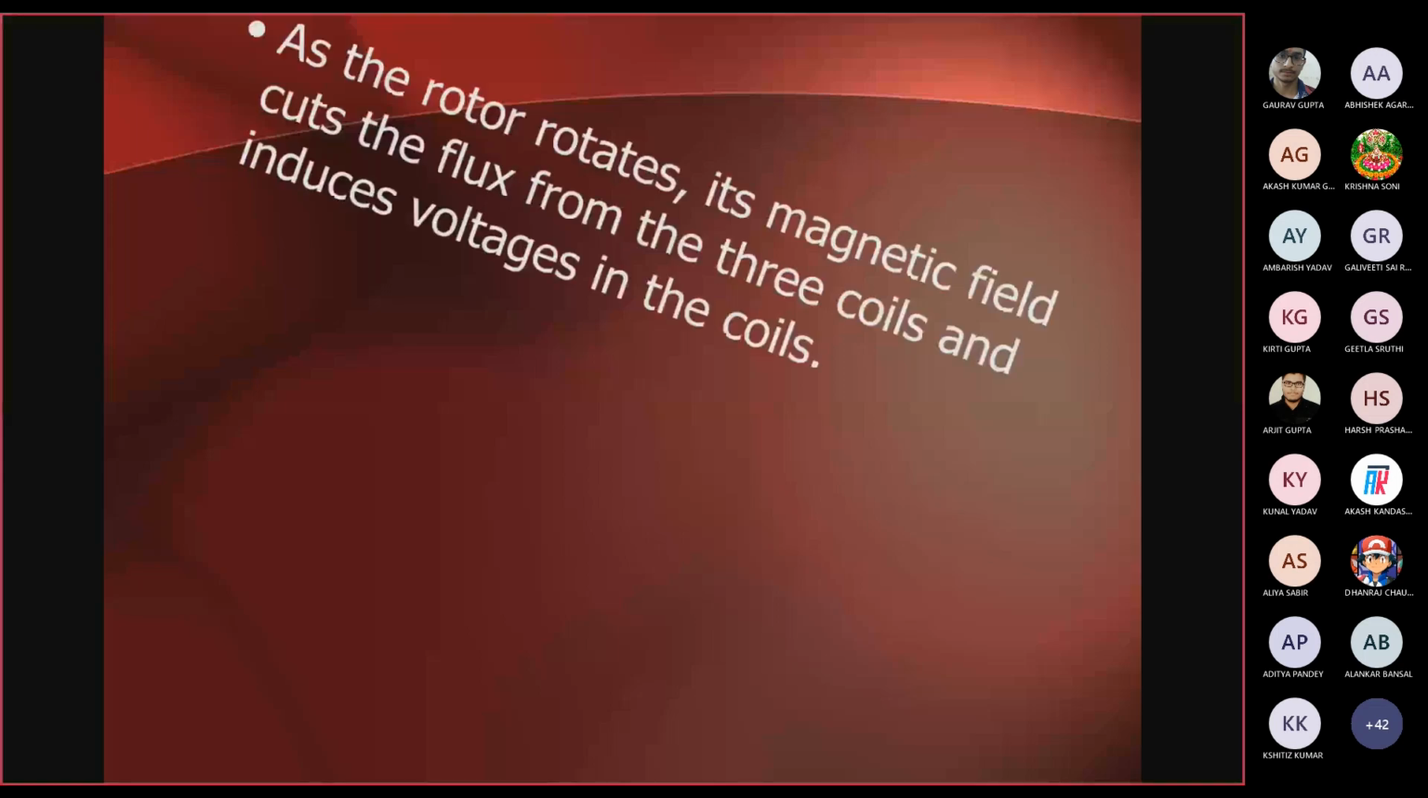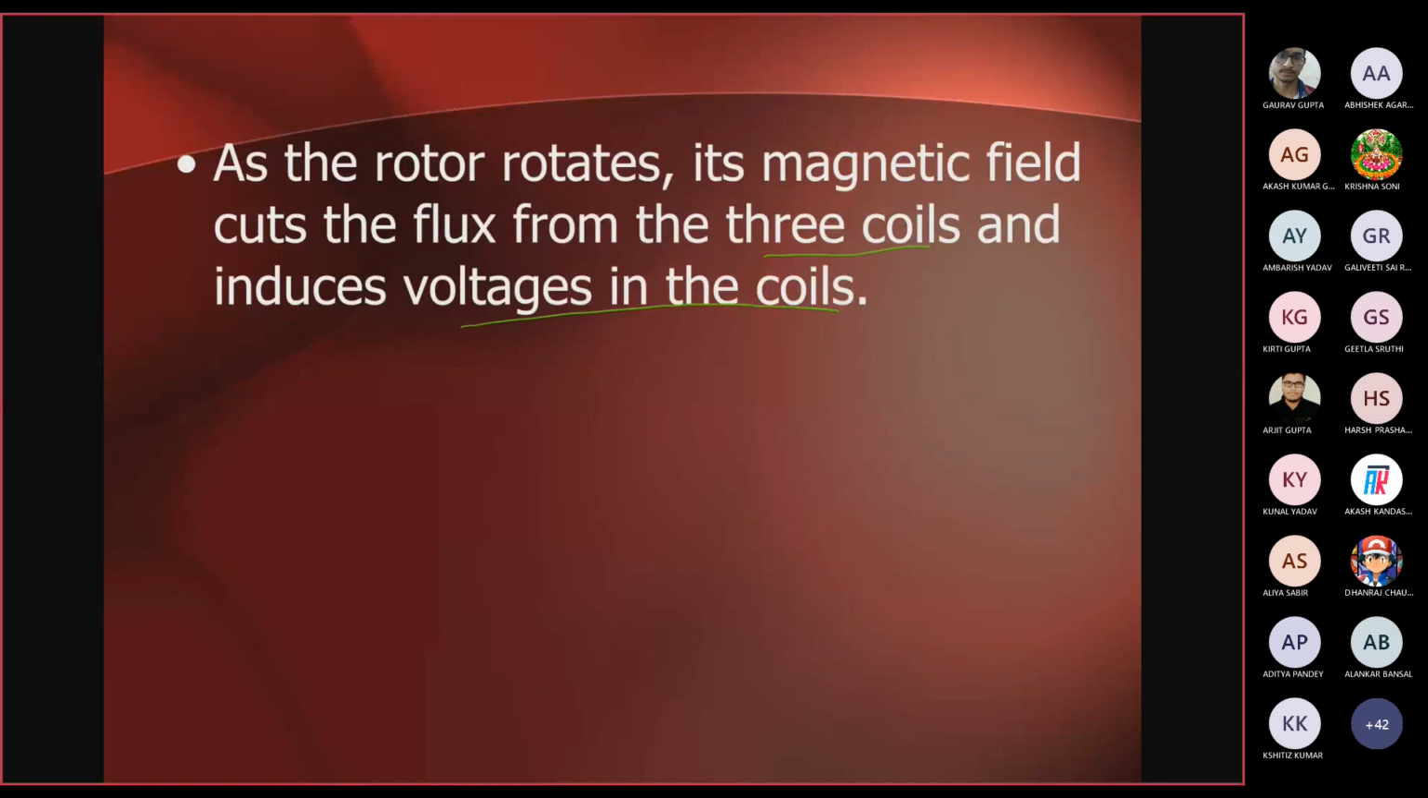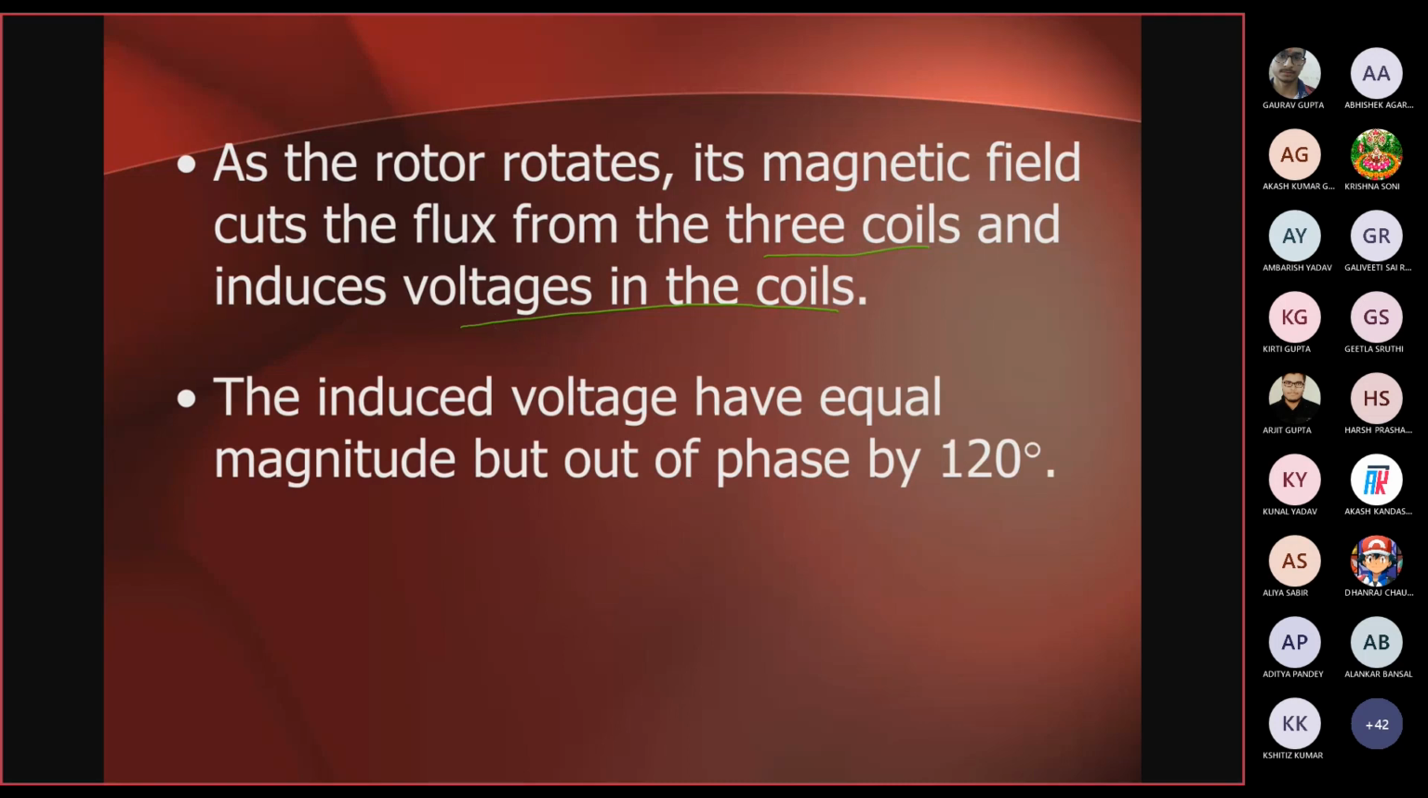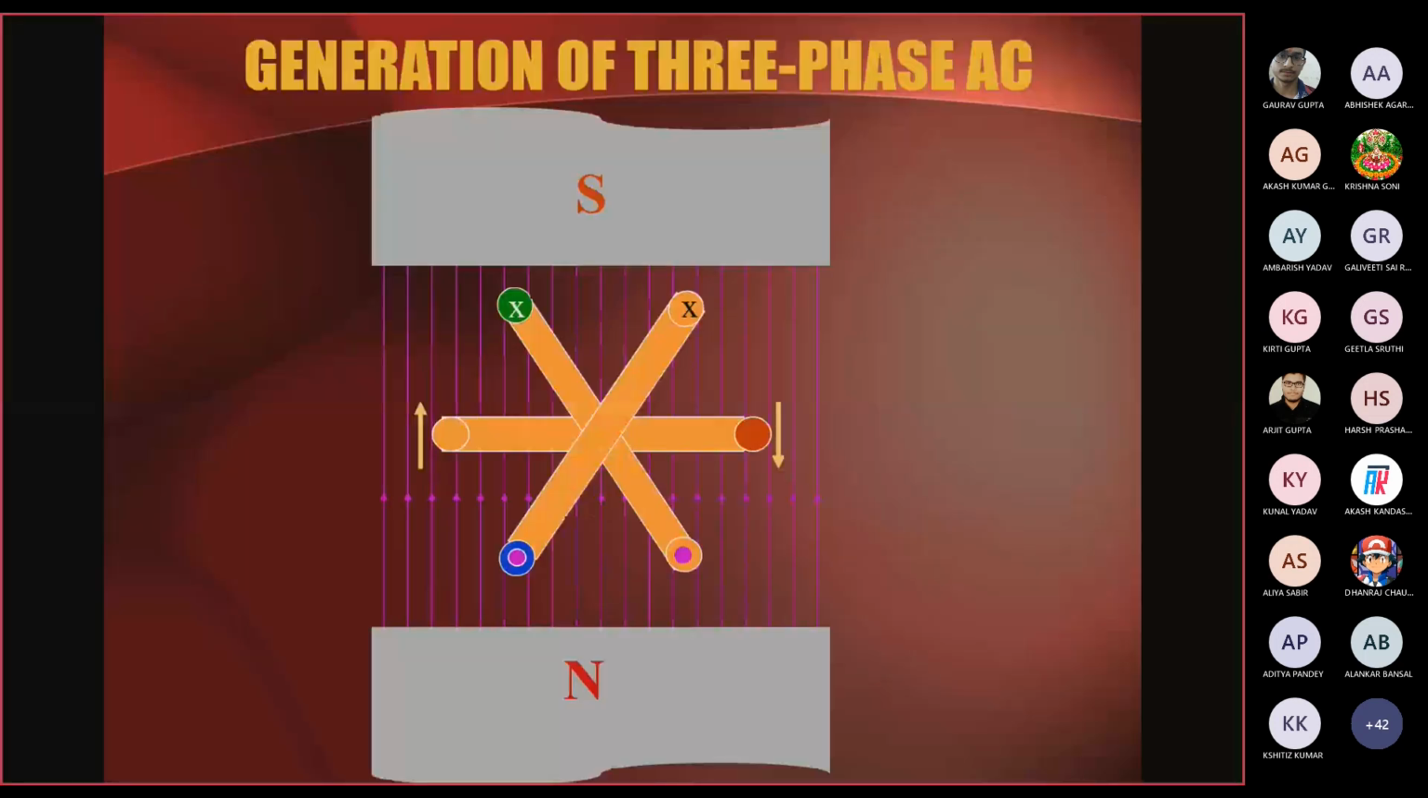As the rotor rotates, its magnetic field cuts the flux from the three coils and induces voltage in the coils. This is again your Faraday's law of electromagnetic induction. Nothing new in this. The induced voltage will be equal in magnitude. The magnitude will be the same, but out of phase by 120 degrees. These things we have discussed. So now, suppose, as we have seen in case of the single phase system where we used a single coil, in this way you can consider that your three phase conductors are moving and your field is static. That is the second case we have considered here, right?